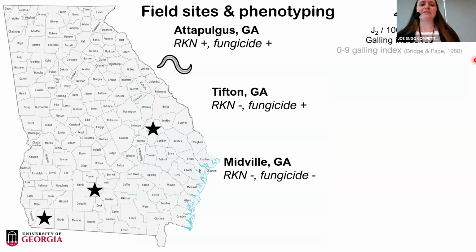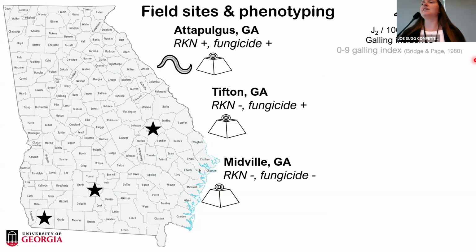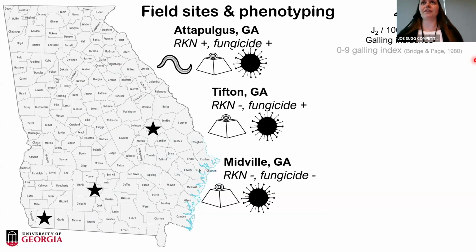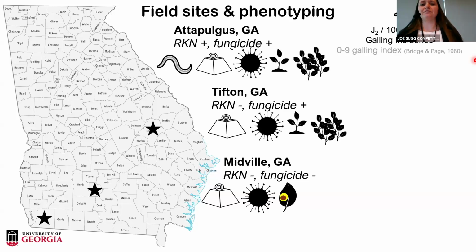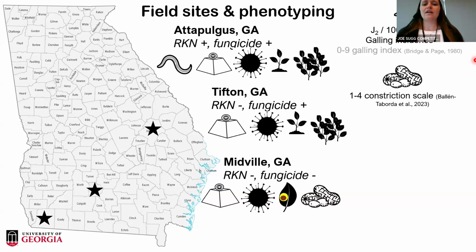Some other phenotyping that was done included yield and TSWV evaluations at all 3 locations. We were able to measure leaf spot resistance in Midville. In Attapulgis and Tifton, we looked at stand emergence and seedling vigor. And in pods from Midville, we also evaluated for pod constriction using a scale I'll show later. And we looked at canopy closure data using drone imagery. I won't have time to present all of these results today, but I do plan to touch on each of the research objectives that I laid out before.